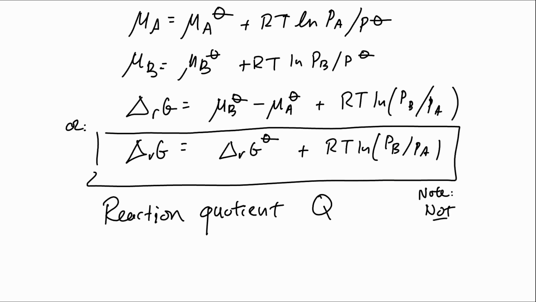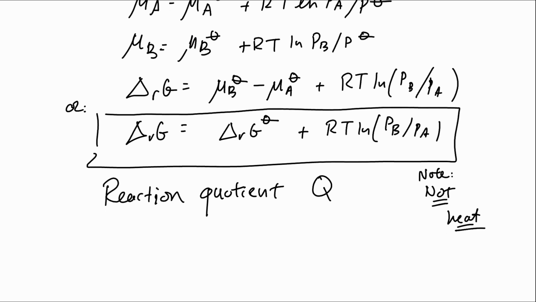Note, it's not the heat, please. I guess we have 26 letters in the alphabet, and some of them get used more than others. And Q gets more than its share of use. And here it's a reaction quotient Q.